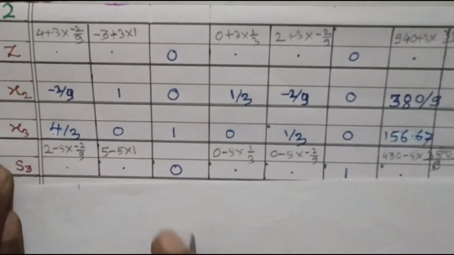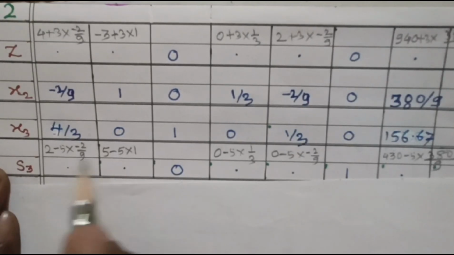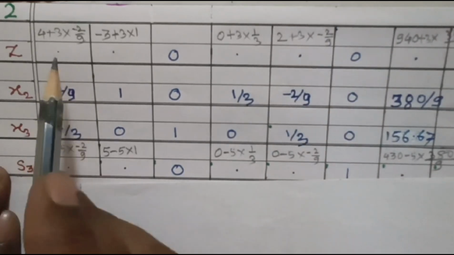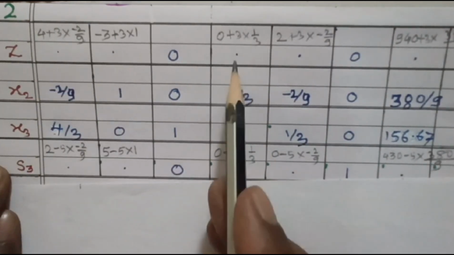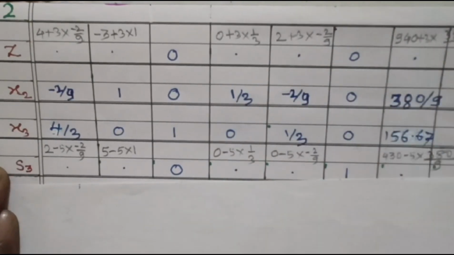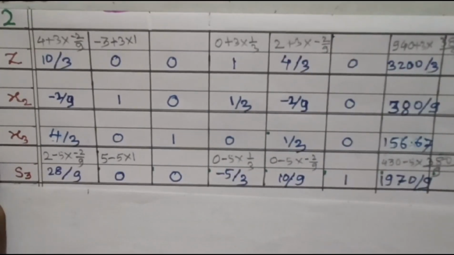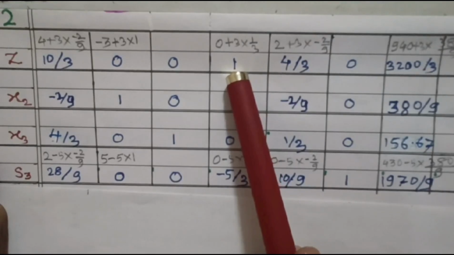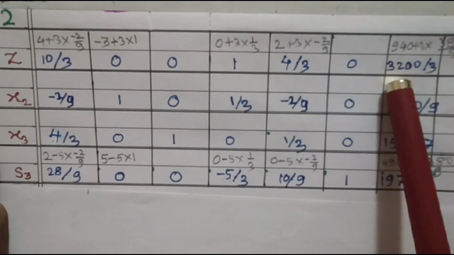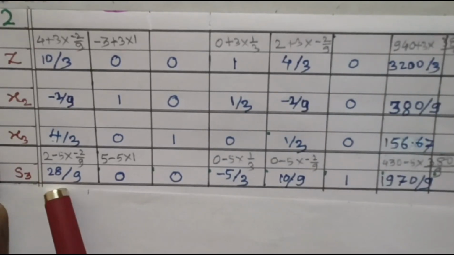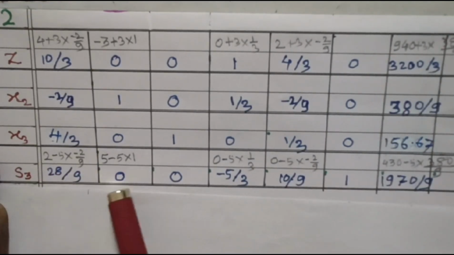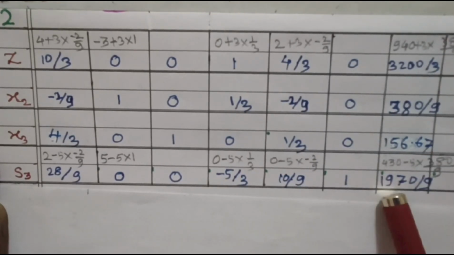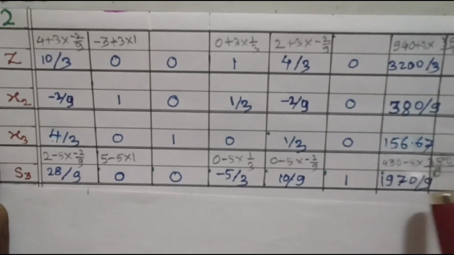Now use a calculator, calculate the values and put those values in the respective places, this value here, this value here, and so on. After calculation using the calculator we get these values: 10 upon 3 here, 0 here, 1 here, 4 upon 3 here, and 3200 divided by 3 here. Okay, now in the S3 row after calculation we get 28 divided by 9, 0 here, minus 5 upon 3, here 10 upon 9, and in the last RHS column 1970 divided by 9. Okay, and this is iteration number 2.